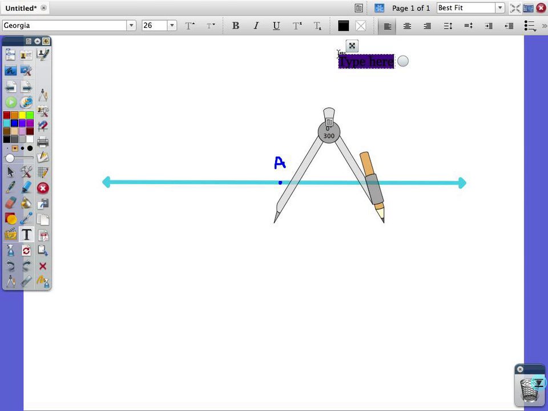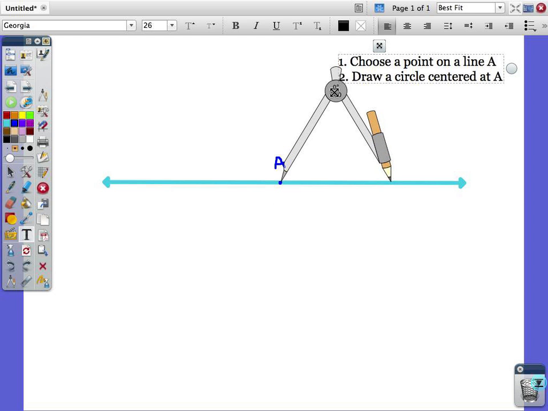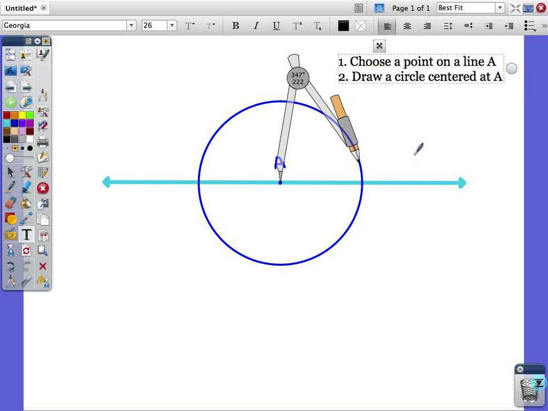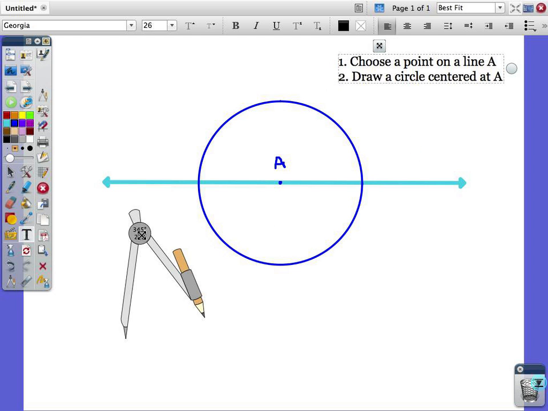Use the compass and draw a circle. Center it at A. It doesn't matter what size it is. Has to be the same size, sir. Same size as what? There's nothing else on here. All right, draw a circle centered at A.